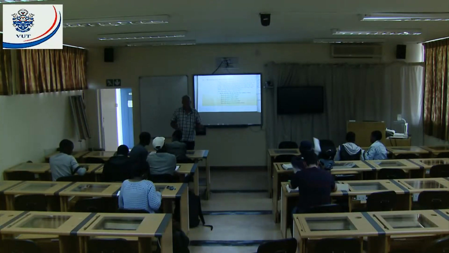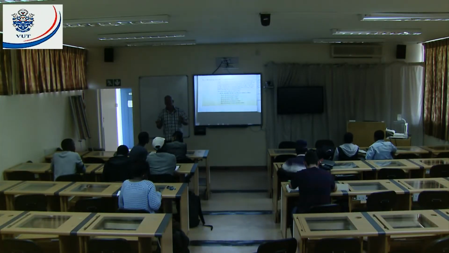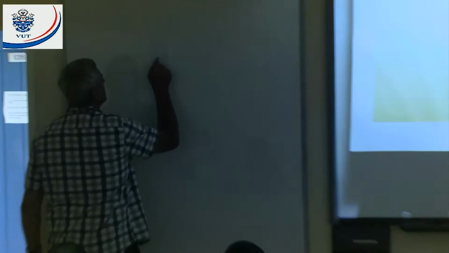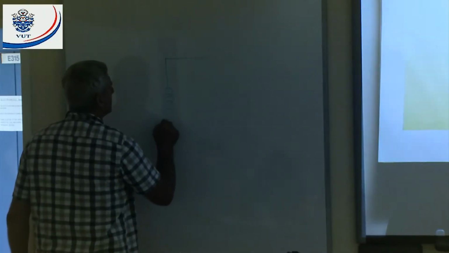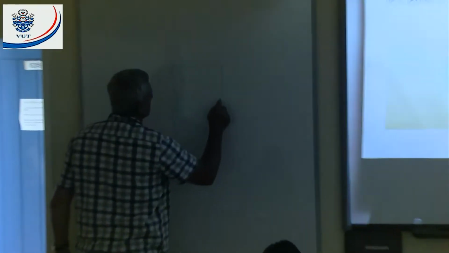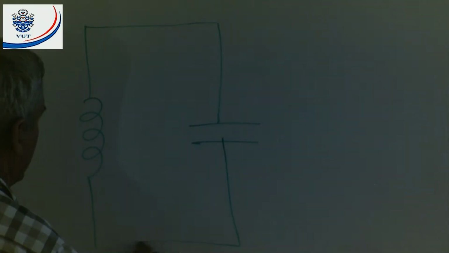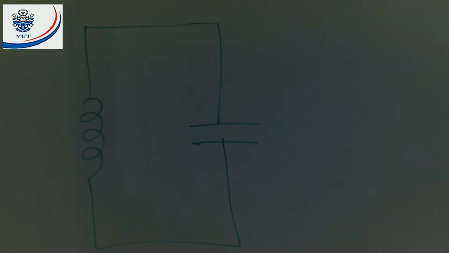How do these things work? I'm going to explain first what happens in an LC circuit. Let's say we've got a circuit like that.